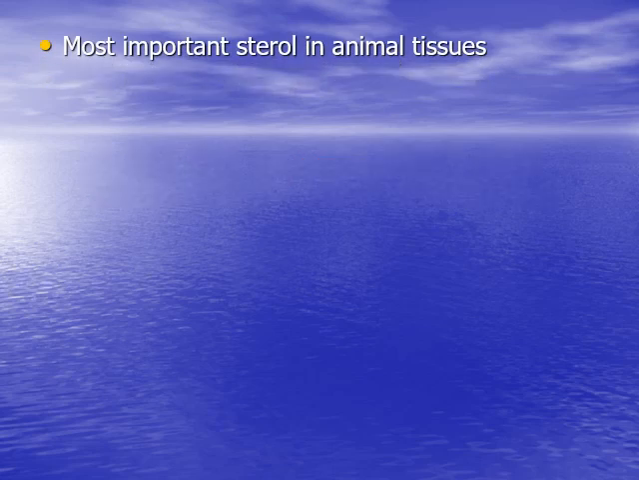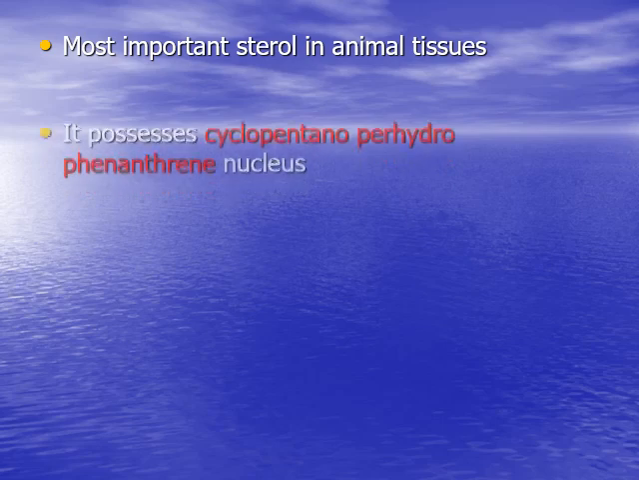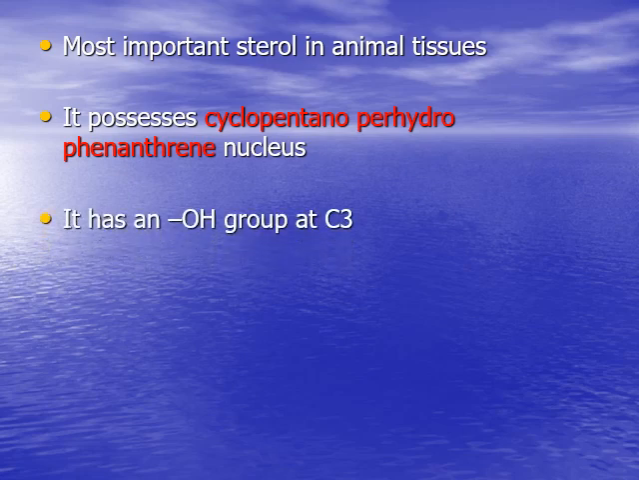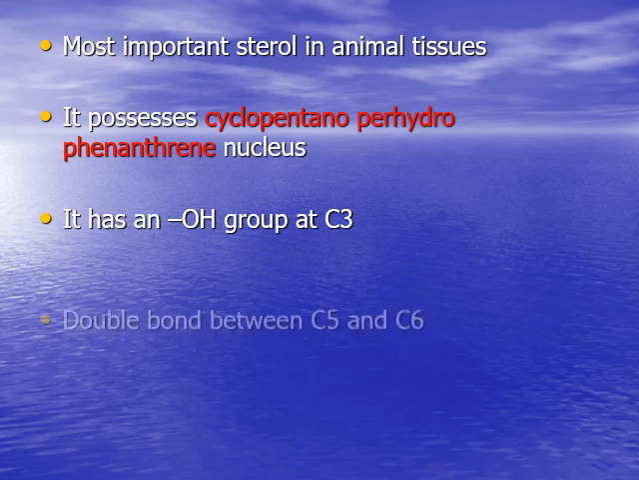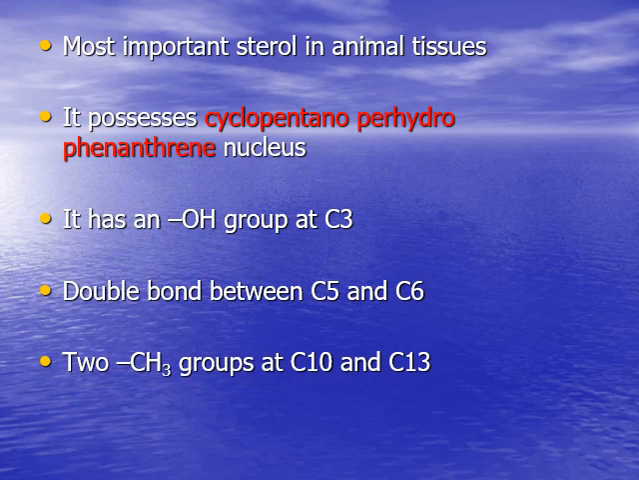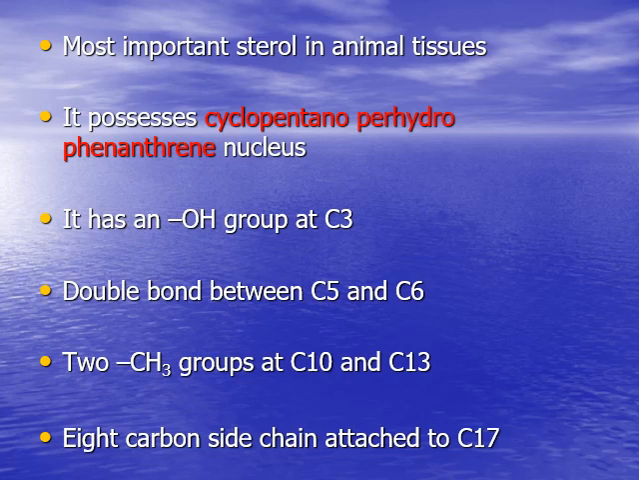It is the most important sterol in animal tissues. Some of the structural characteristics are: it possesses a cyclopentanoperhydrophenanthrene nucleus, or the steroid nucleus. It has a hydroxyl group at carbon number 3. It has a double bond between carbon number 5 and 6. There are two methyl groups at carbon number 10 and 13. There is an 8 carbon side chain attached to the carbon number 17.